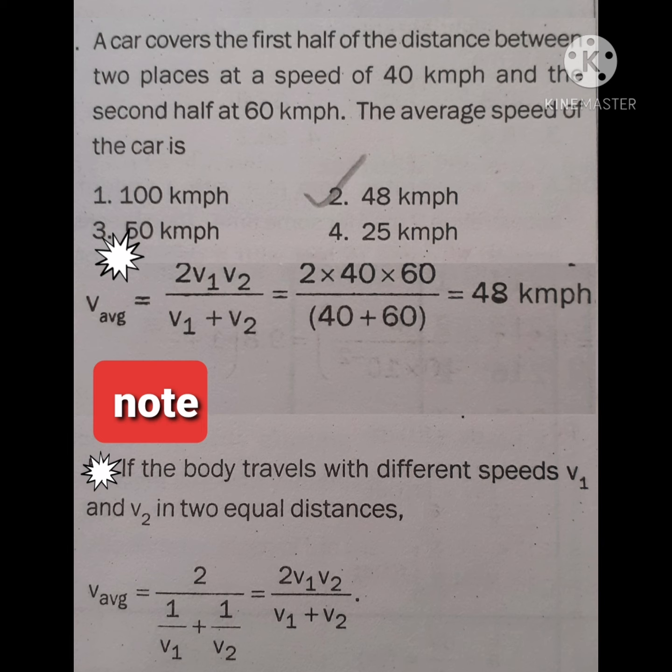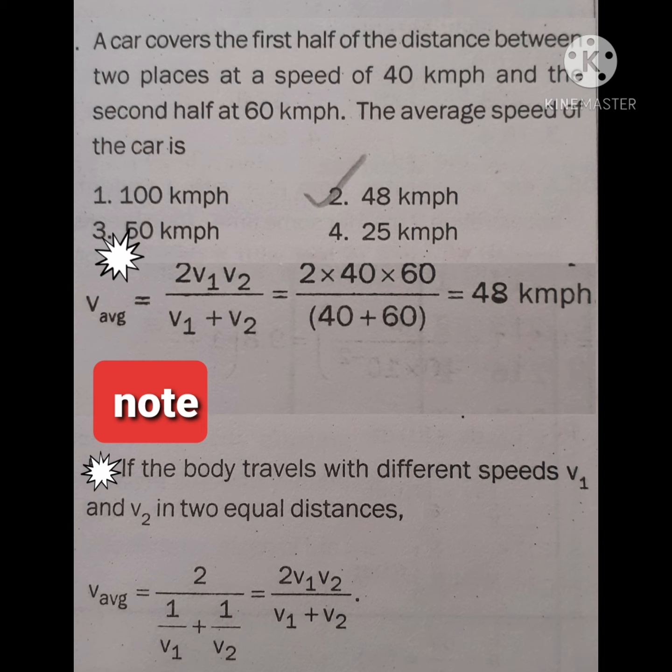Now this is the fifth question. A car covers the first half of the distance between the two places at a speed of 40 kilometers per hour and the second half at 60 kilometers per hour. The average speed of the car is what? Here the answer is 48 kilometers per hour.